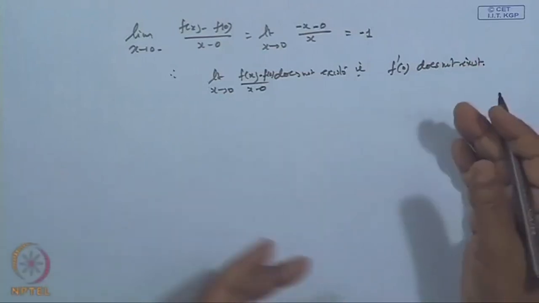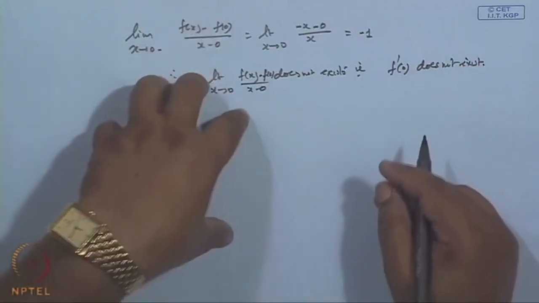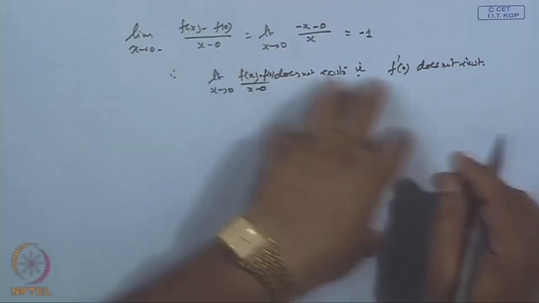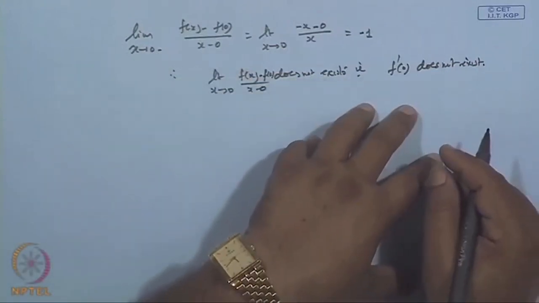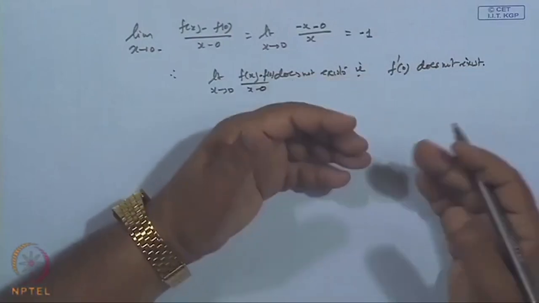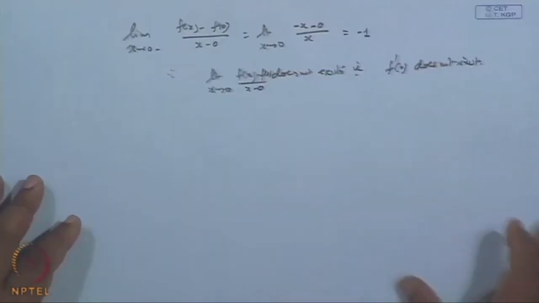So the function is not differentiable. It means continuity is no longer a sufficient condition. Just by looking at a continuous function, you cannot say it must be differentiable. But it is necessary. That is, if a function is not continuous, we cannot talk about its differentiability. A function cannot be differentiable if it is not continuous there. So that is a very important result.